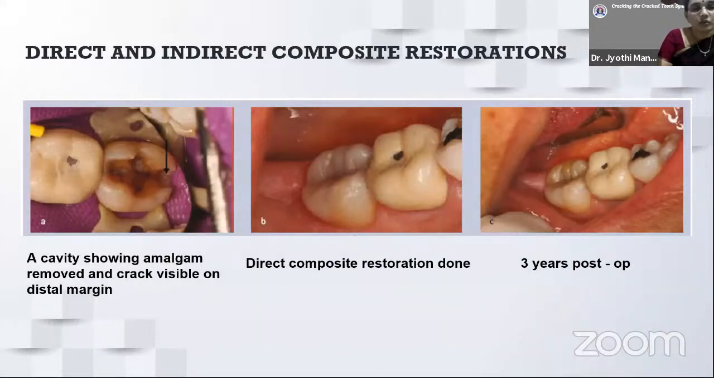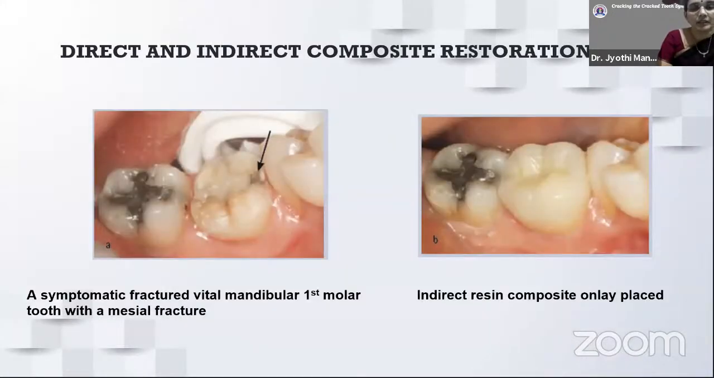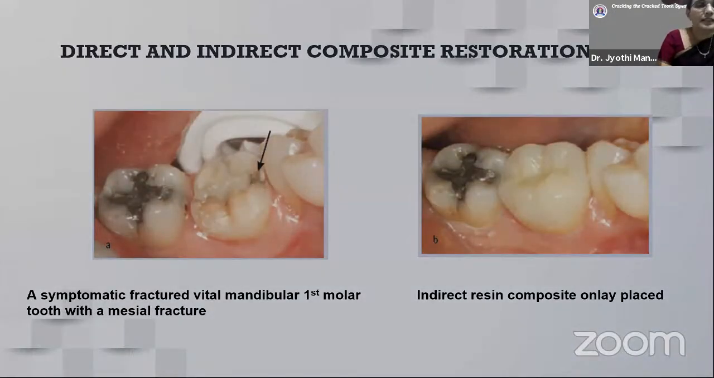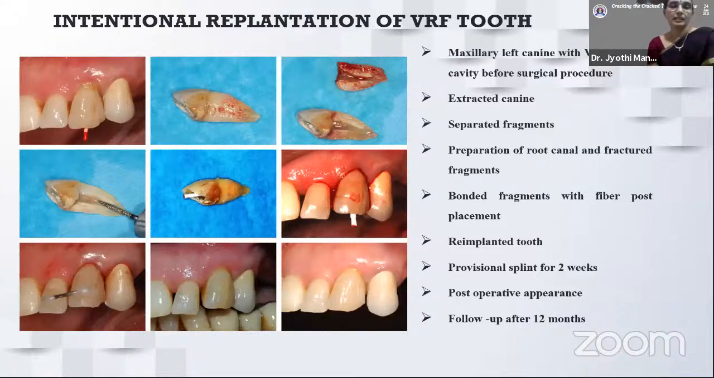And after removal of the old restorations, we can see the crack in that area, and a direct composite restoration, that is the 3-year post-op clinical picture. And this is another case where the vertical, actually Dr. Shashi was telling, heroic decisions we cannot take, but as academicians, we can do some of these cases if the patient is willing to go ahead with that, even though the prognosis is poor.